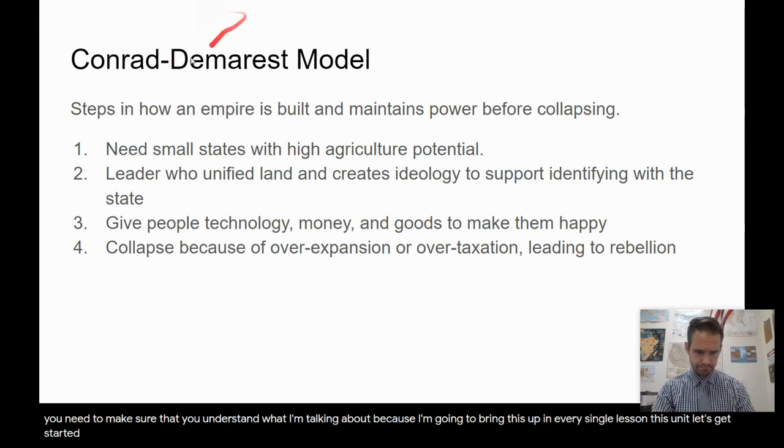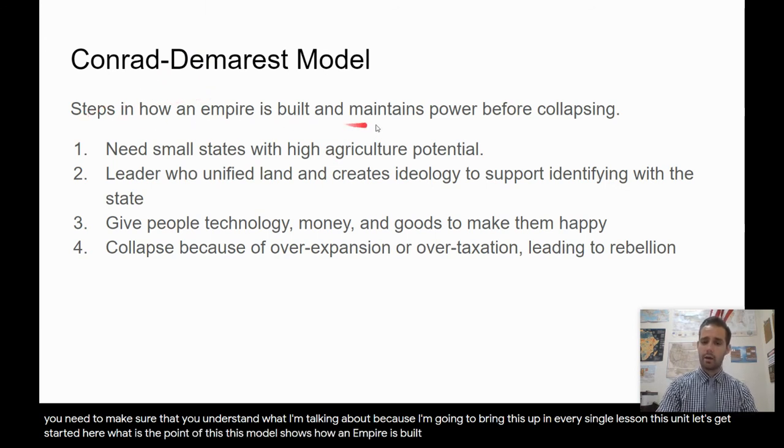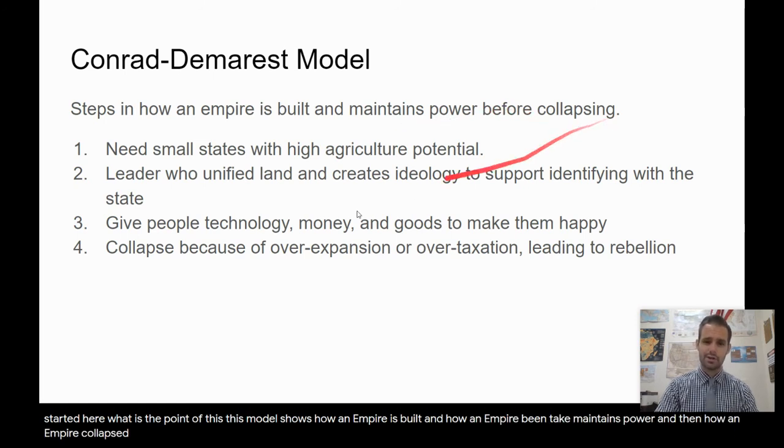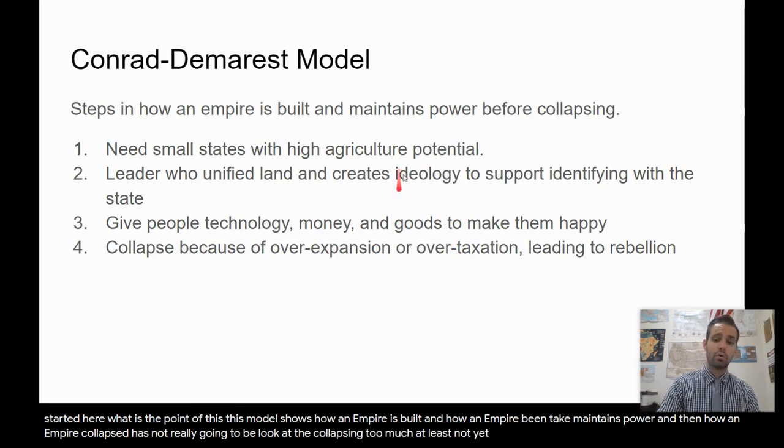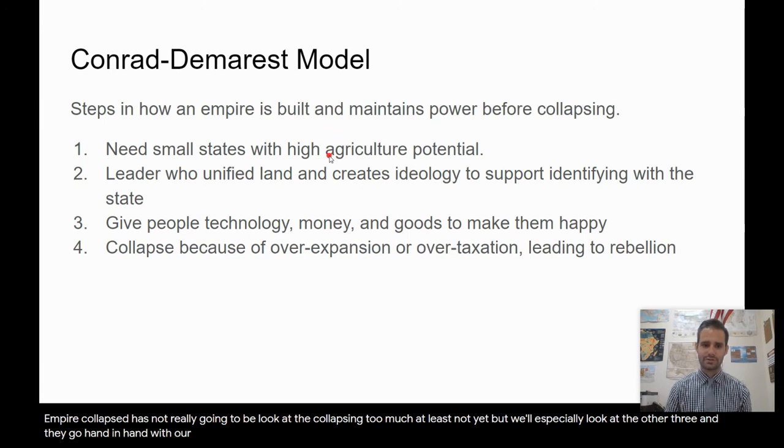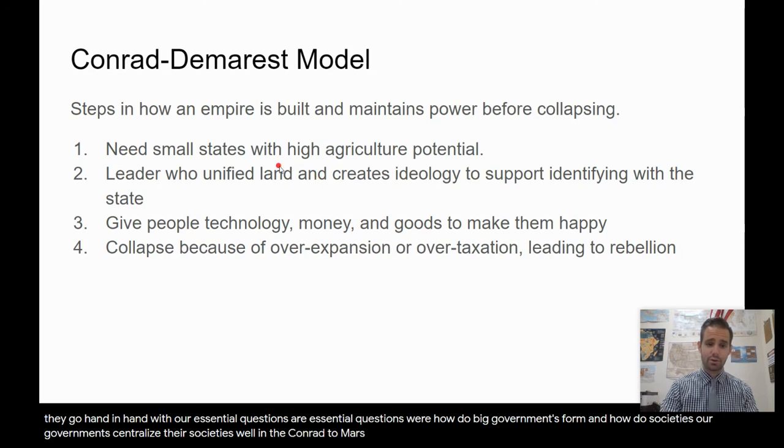Let's get started here. What is the point of this? This model shows how an empire is built and how an empire maintains power, and then how an empire collapses. I'm not really going to be looking at the collapsing too much, at least not yet, but we'll especially look at the other three, and they go hand in hand with our essential questions. Our essential questions were, how do big governments form, and how do societies or governments centralize their societies? Well, the Conrad Demarest model shows that.